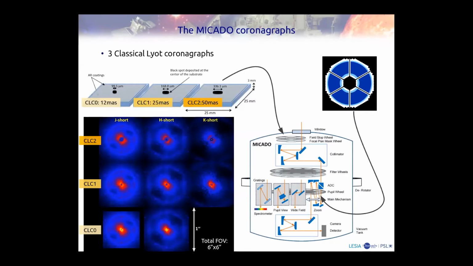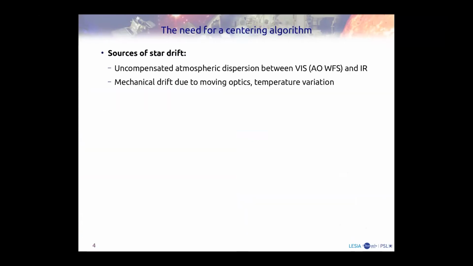But you certainly know that if you want the optimal performance of your coronagraph, you need the star to be centered on the coronagraph. However, there are drifts that can be expected during the observations due to, for example, the uncompensated atmospheric dispersion between the AO wavefront sensor working in the visible and the infrared science camera. There can also be mechanical drift due to moving optics, because you know MICADO and the ELT in general are huge instruments, and also due to temperature variations.